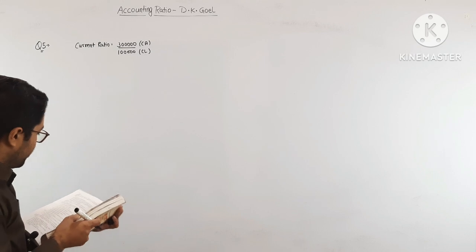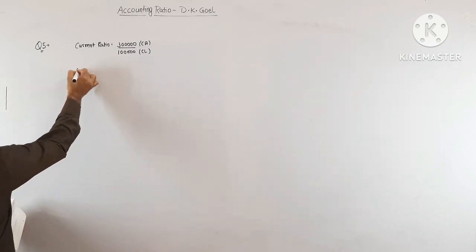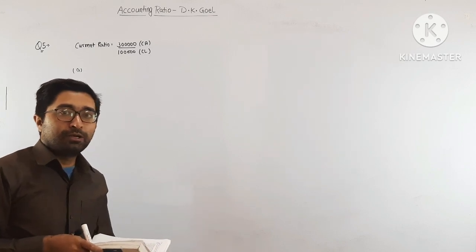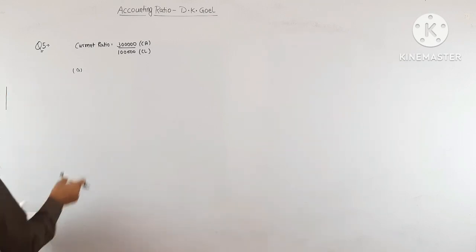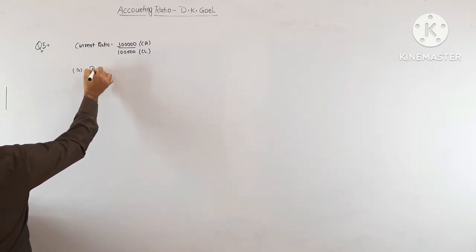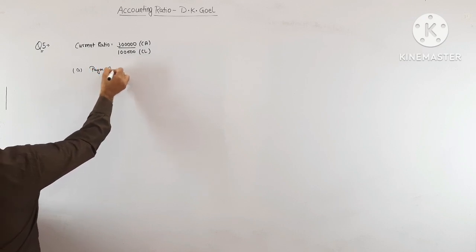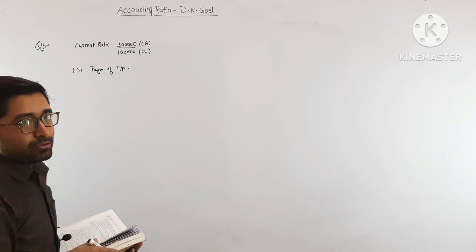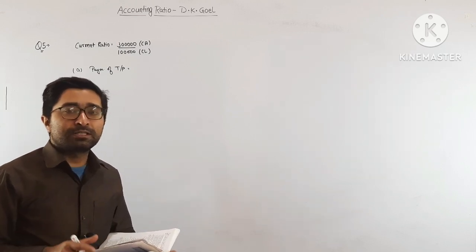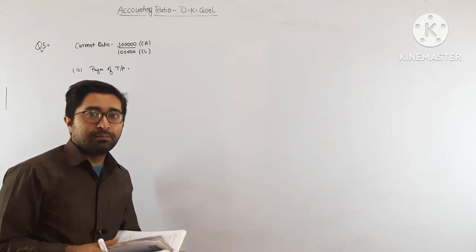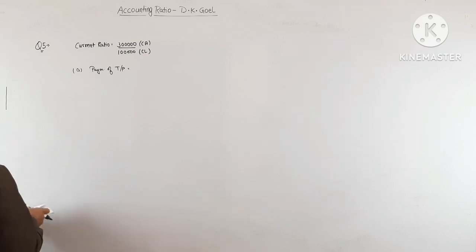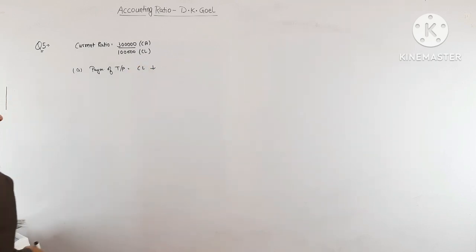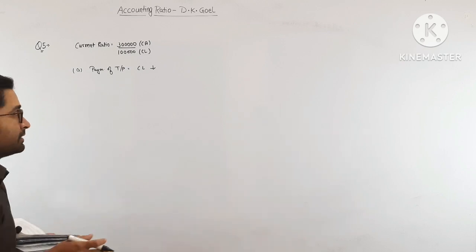Now, first point is payment of the trade payable. Payment of the trade payable. So trade payable basically is a liability. Creditor is known as trade payable. So trade payable is a liability. So if you pay trade payable, then your current liability will reduce.